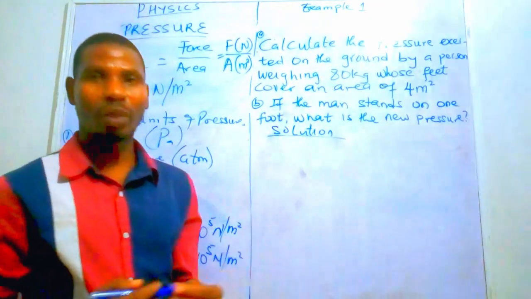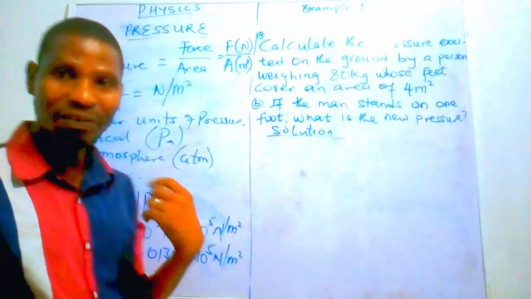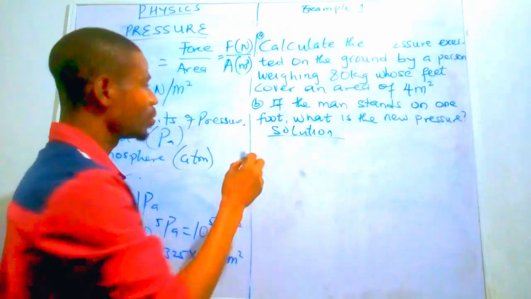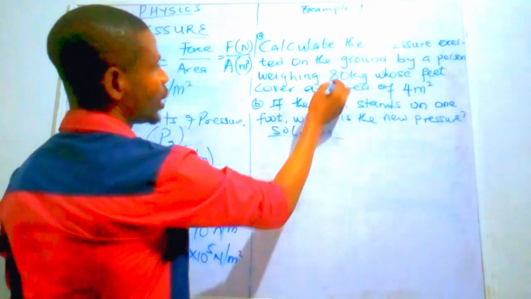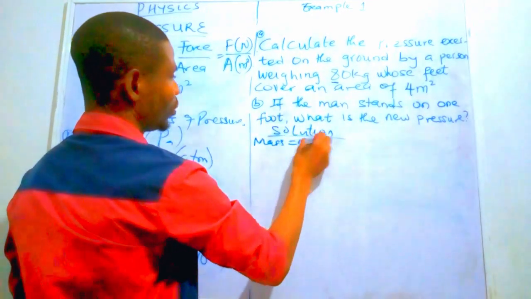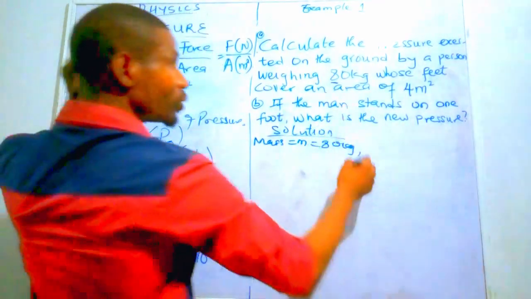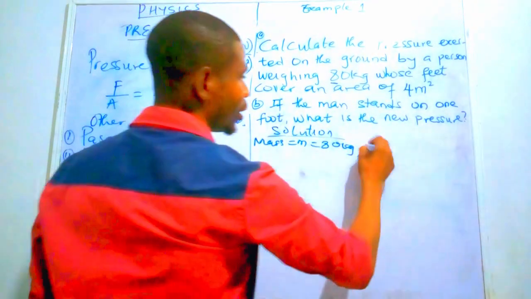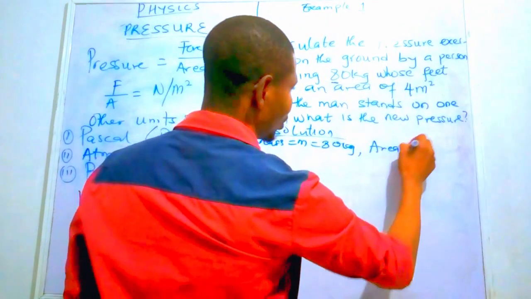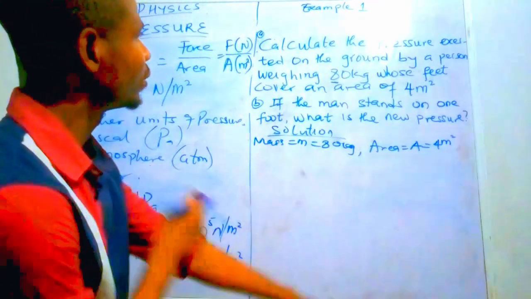When you are given a problem like this, the first thing you do is to list out the given parameters. So according to the question, we are given the mass, which is M, equals 80 kilograms. We are also given area, which is A, equals 4 meters square. So we're asked to calculate the pressure.